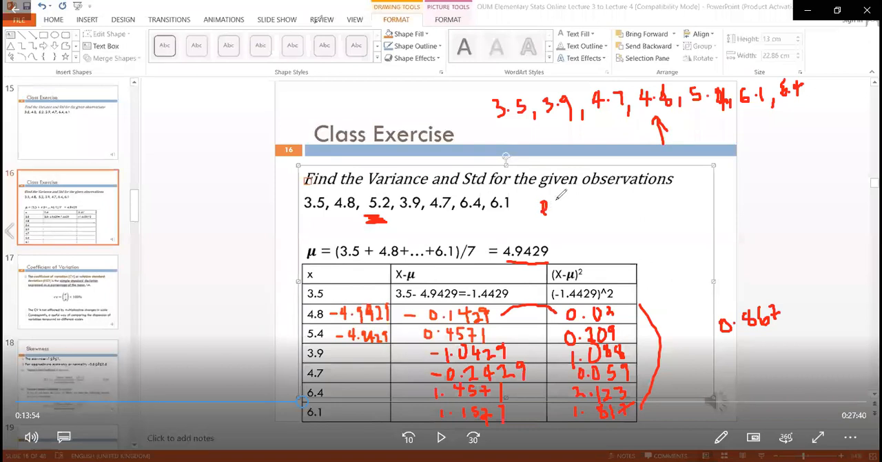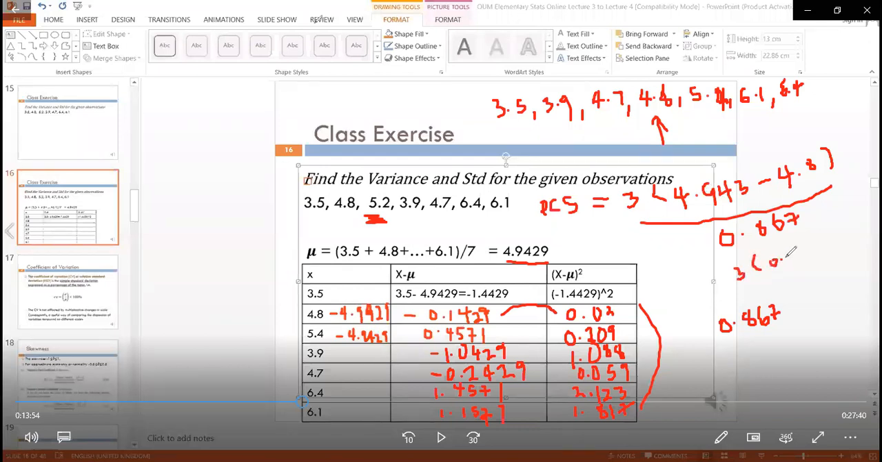So if we are calculating our PCS2, it is going to be 3 times your mean, which is 4.943, minus your median 4.8, over our standard deviation, which is going to be 0.867. Okay, so let's find that. I think the numerator will be 3 times 0.143 over 0.867. So calculate that for me and give me the final answer.